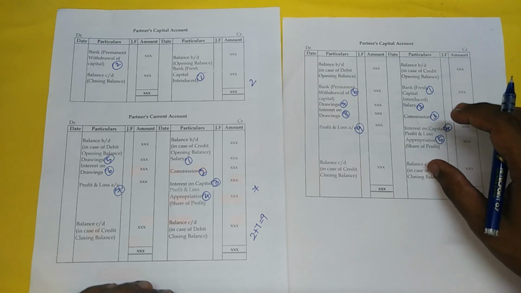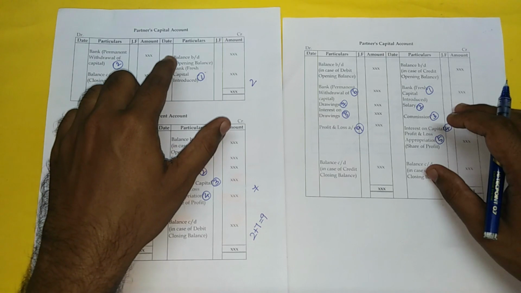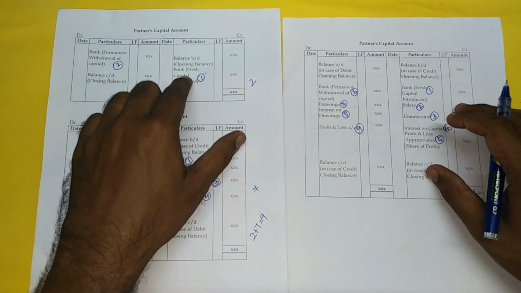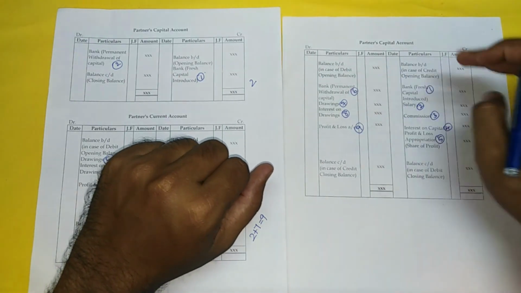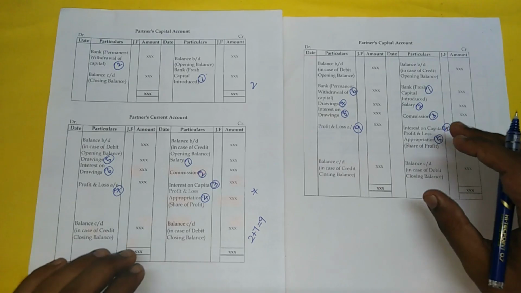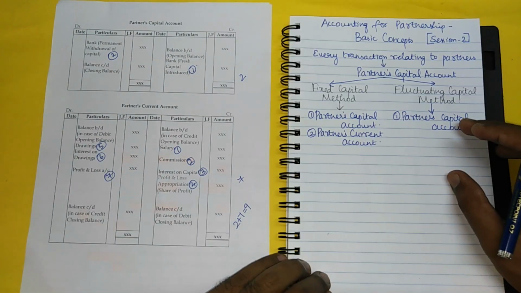The third one is, in the fixed capital method, the capital account always has a credit balance only. So here you can notice the partner's capital account will always have a credit opening balance. But under the fluctuating capital method, the capital account may have a debit as well as a credit opening balance. These are the differences between the fixed capital and fluctuating capital methods. I hope that you understood the concept of fixed and fluctuating capital methods.